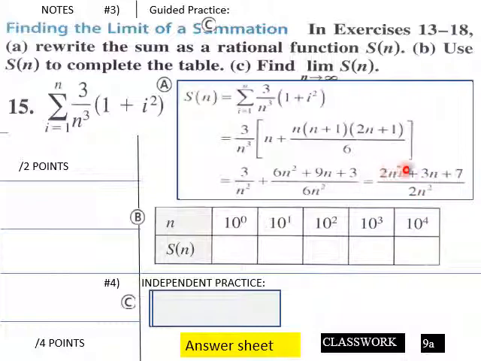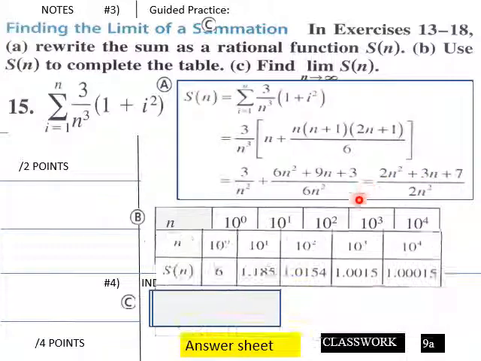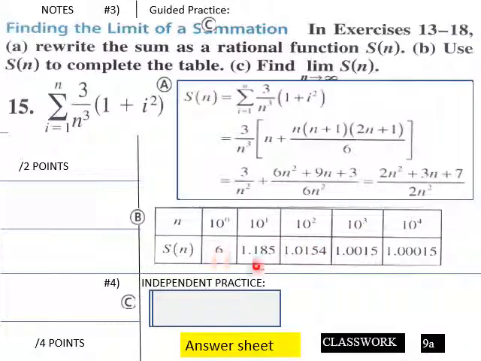Then this is what we'll use to make our table. This is our table from this expression here for 10 to the 0, 10 to the 1, 10 squared, 10 cubed, and 10 to the 4th. And then I'm going to let you find a limit here. Students, find the limit of S of n down here.